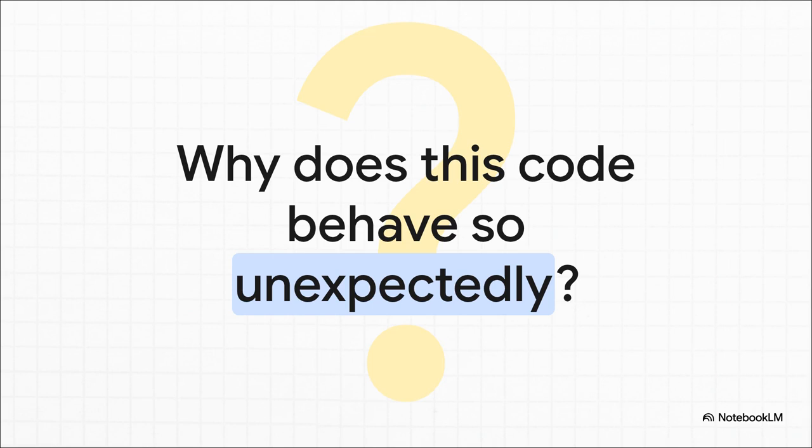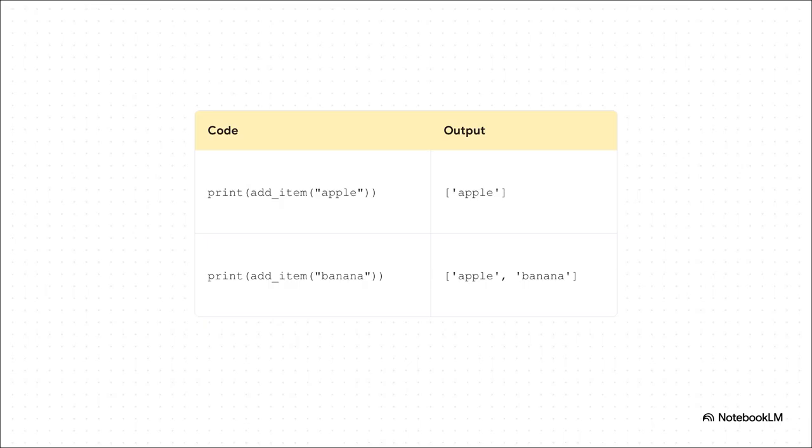So, we're going to start with a puzzle, a little mystery. It's centered on this super simple function called addItem. All it's supposed to do is add an item to a basket. Seems easy enough, right? Well, just watch what happens when we call it twice. The first time we add an apple, we get string apple. Perfect, that makes sense. But the second time we add a banana, and we get string apple, string banana? Wait, what? The apple is still there? What on earth is going on?